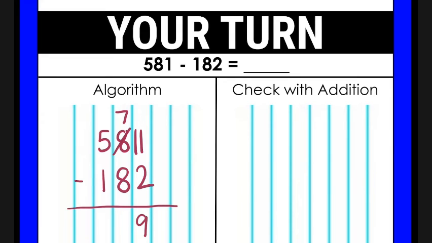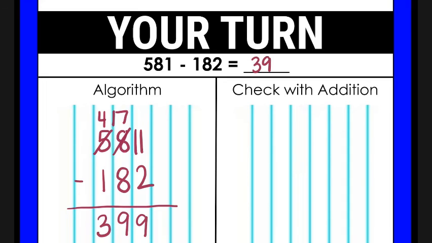Ooh, I got double regrouping in this one because I cannot do 7 minus 8. So I'm going to go next door to the hundreds. I'm going to borrow 100 and move it into my tens. So now I have 17 minus 8. 17 minus 8 is 9. And finally, for my hundreds, I have 4 minus 1. And that equals 3.